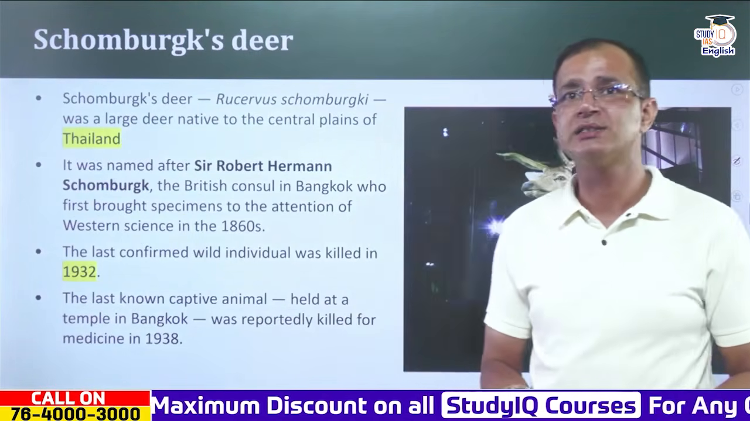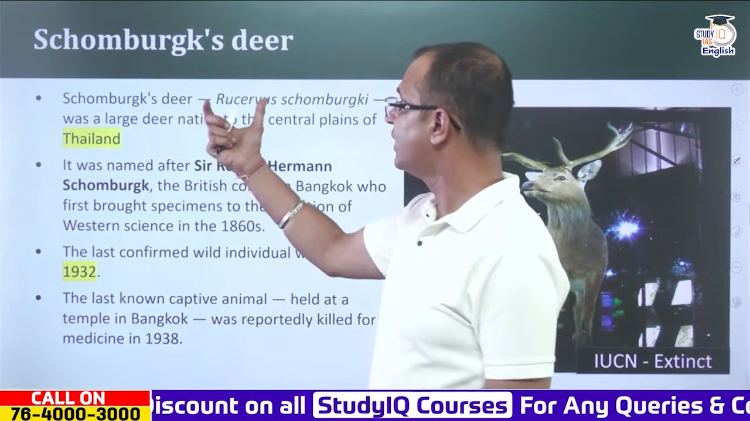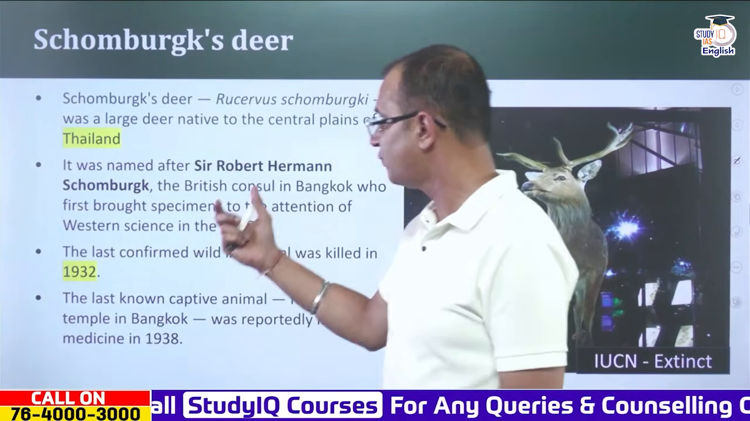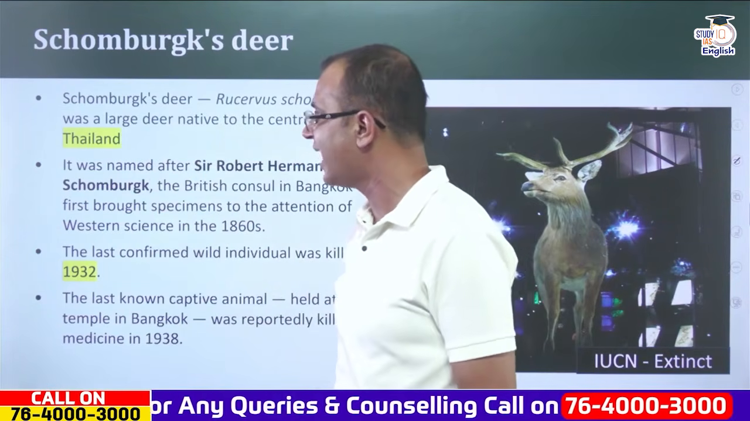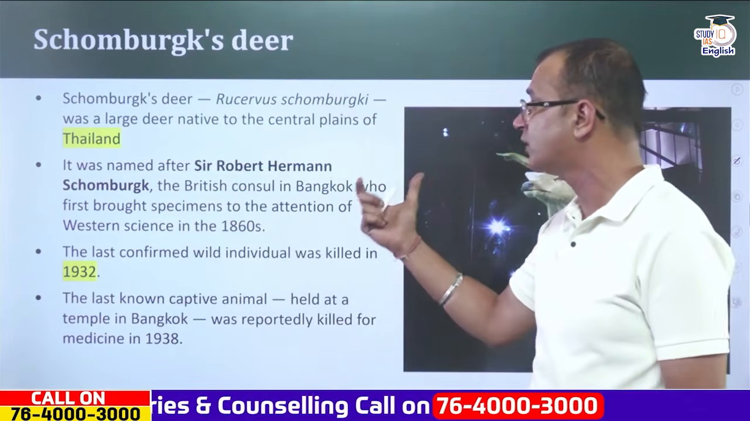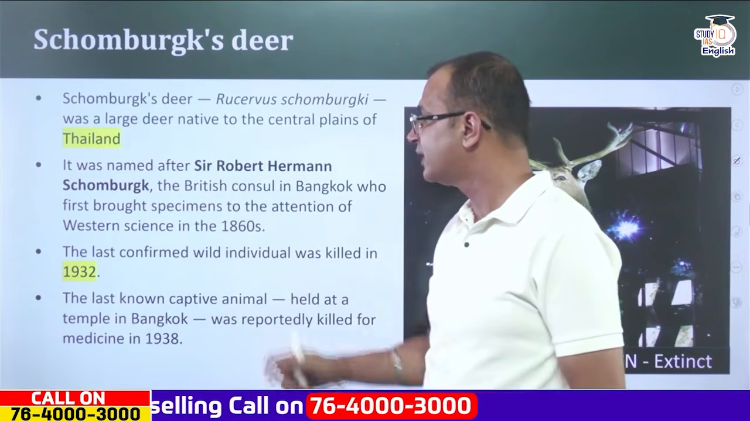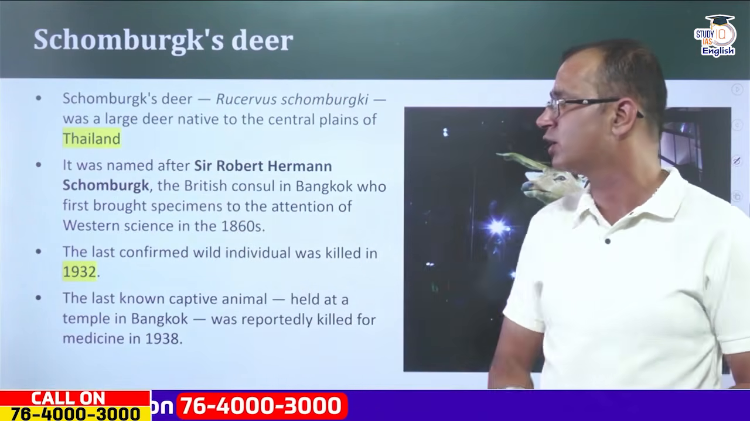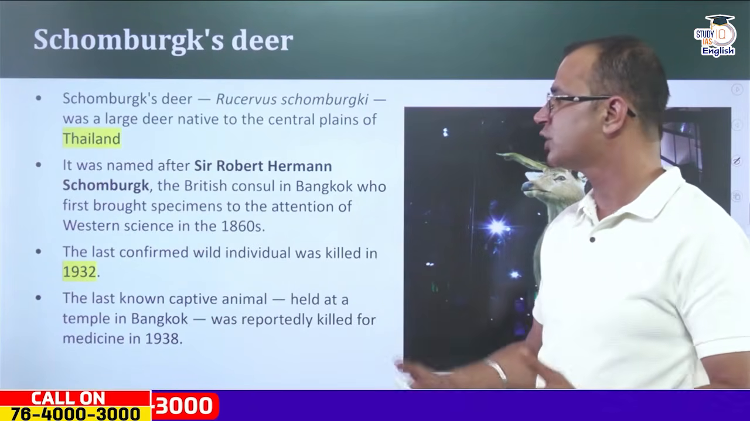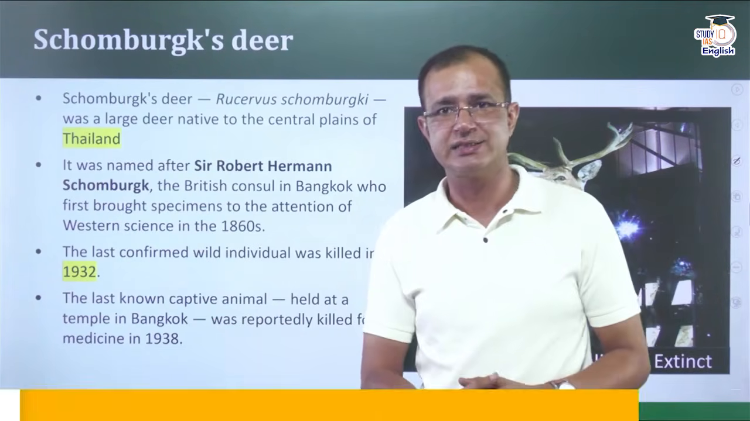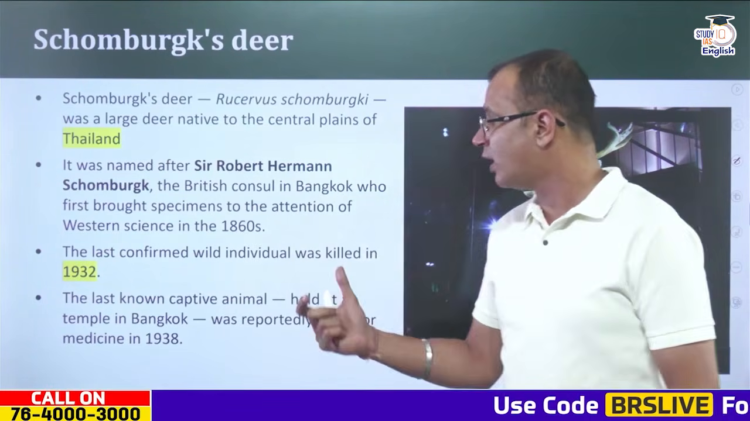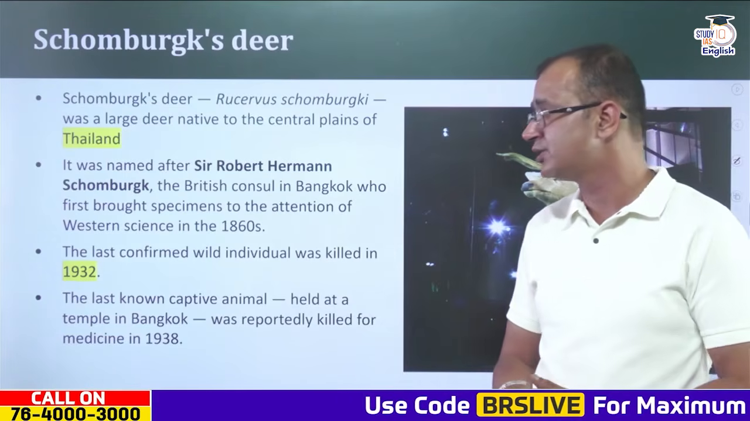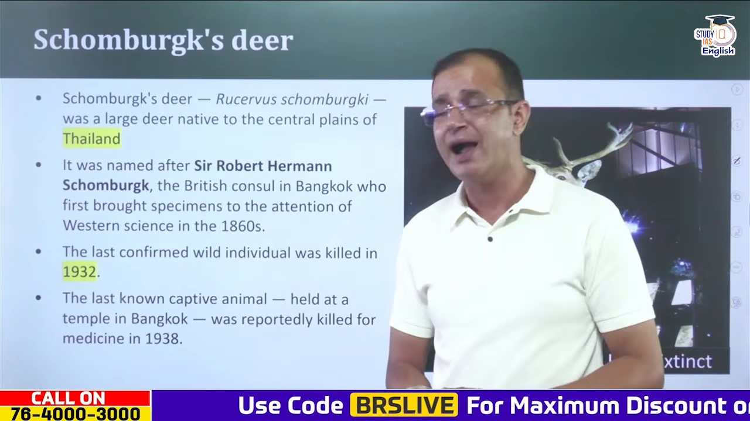Now, the next is Schomburgk's deer. This was a large deer that was native to the central plains of Thailand. It was named after Sir Robert Hermann Schomburgk, the British consul in Bangkok, who first brought specimens to the attention of Western science in the 1860s, and that is why it was named after him. The last confirmed wild individual was killed in 1932, and also the last known captive animal.